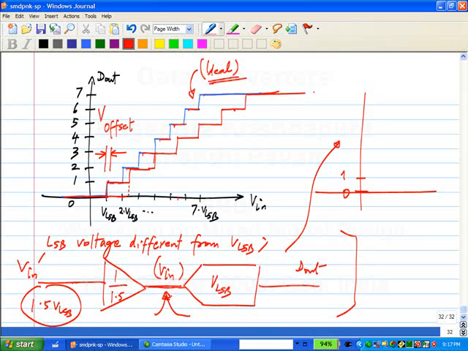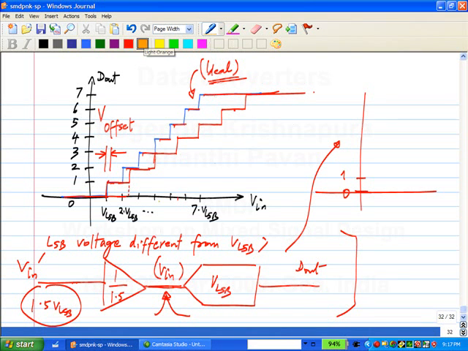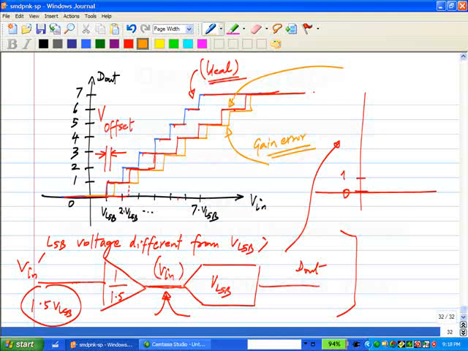So, if I have only a gain error, the characteristic will look something like this. This has only a gain error. So what does the characteristic that I originally drew have? The first transition was at 1 VLSB, right? So there is also an offset. If I have only a gain in front of the A to D, this is the characteristic I'll have.